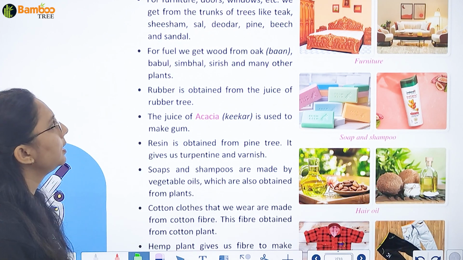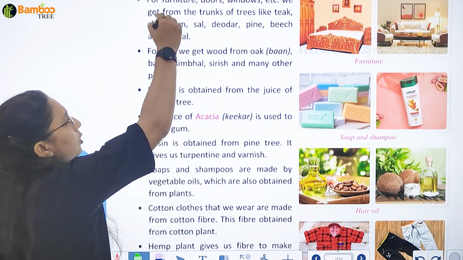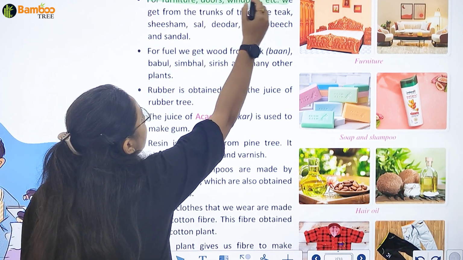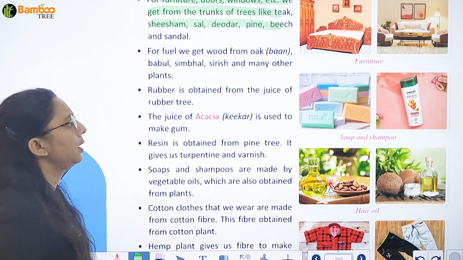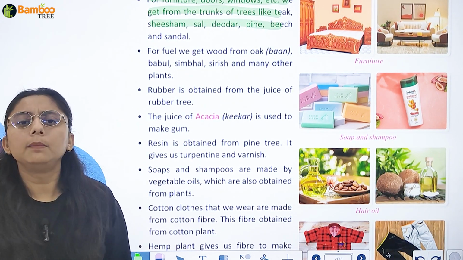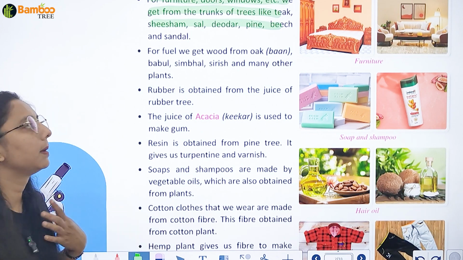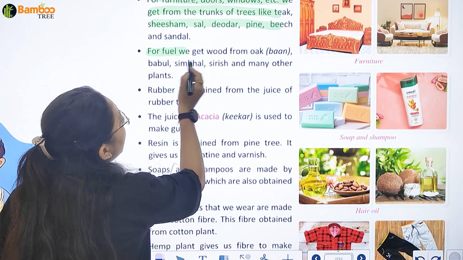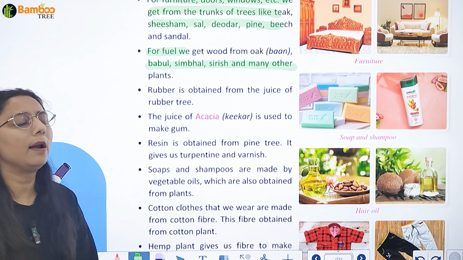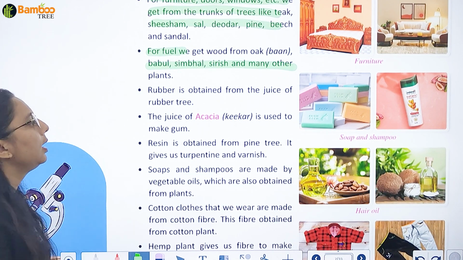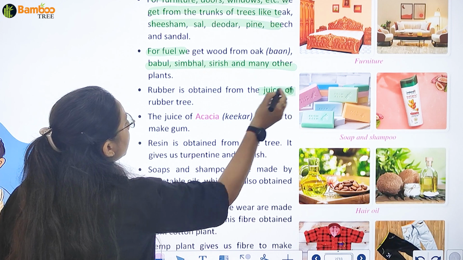Now useful plants. There are many useful plants. Like for furniture, plants are useful. For furniture, doors, windows, we get wood from the trunks of trees like teak, sisam, sal, deodar, pine, beech and sand. हम door और furniture भी किससे बनाते हैं? Wood से बनाते हैं. For fuel, like babool, simbal, siris, ये मतलब जो bark, oak होता है, ये भी useful होता है. Rubber is obtained from juice of the rubber plant.